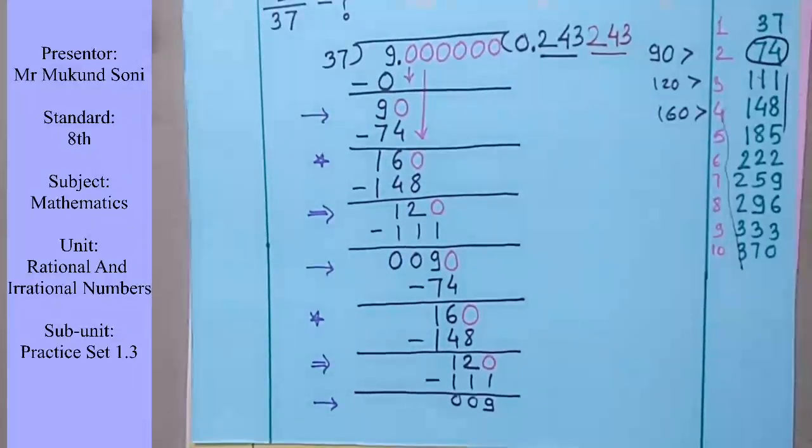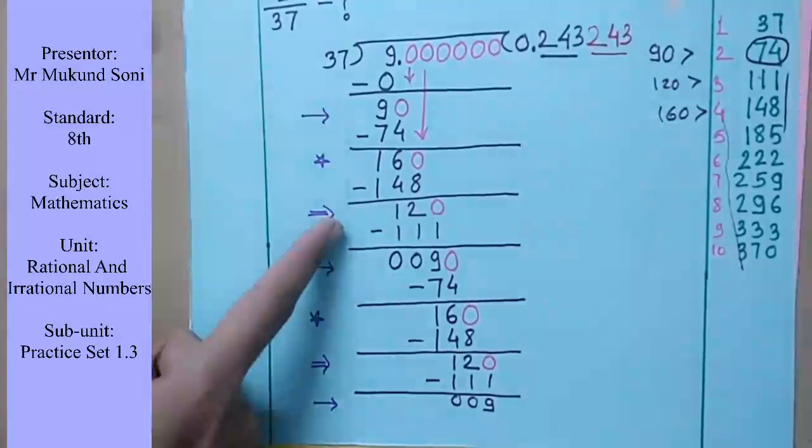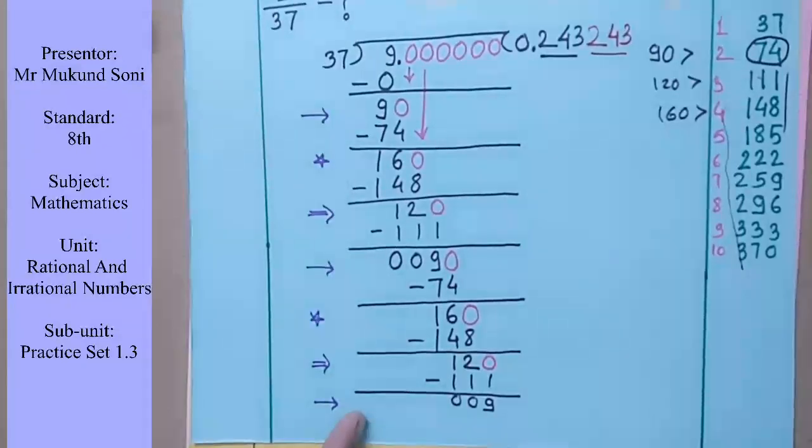Now we will leave this division unfinished here only, as we have found there is a repetition going on with each subtraction. Then how do we finalize our answer?